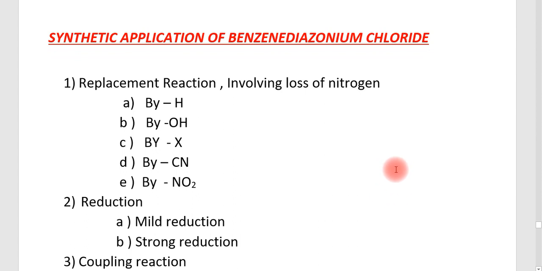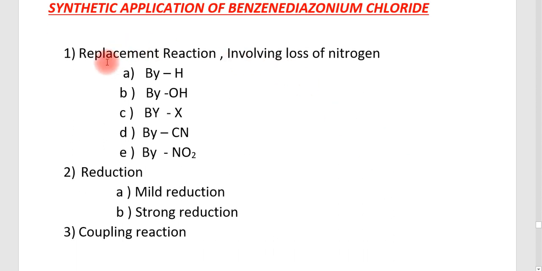Although there are many applications, only 3 applications are mentioned here. First one is the replacement reaction. There are many replacement reactions involving the loss of nitrogen. The nitrogen in it is lost and replacement takes place: replacement by the NH group, replacement by the OH group, replacement by halogens, replacement by the cyano group, CN group, and replacement by the nitro group. So this is the first set of the reaction that we want to discuss.